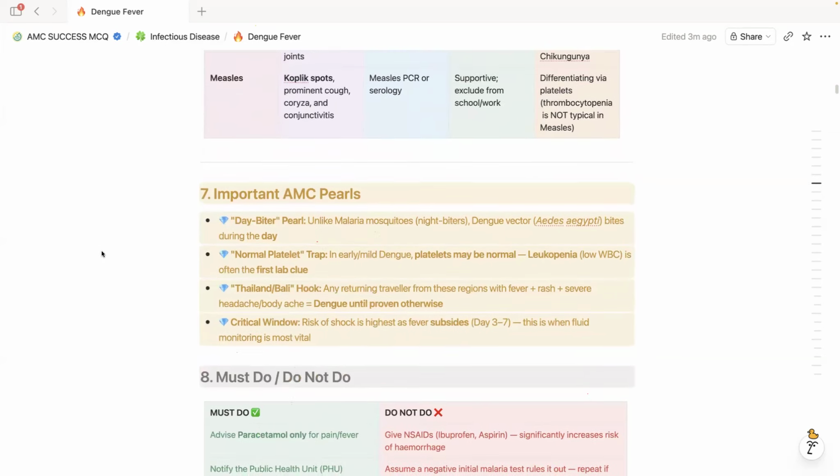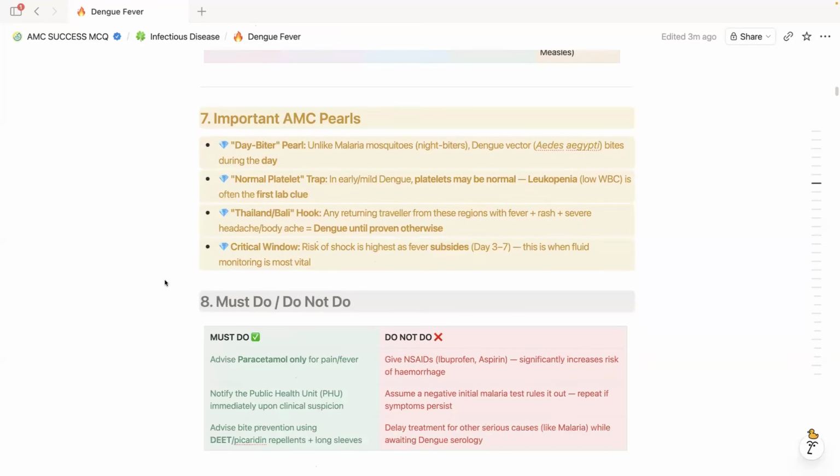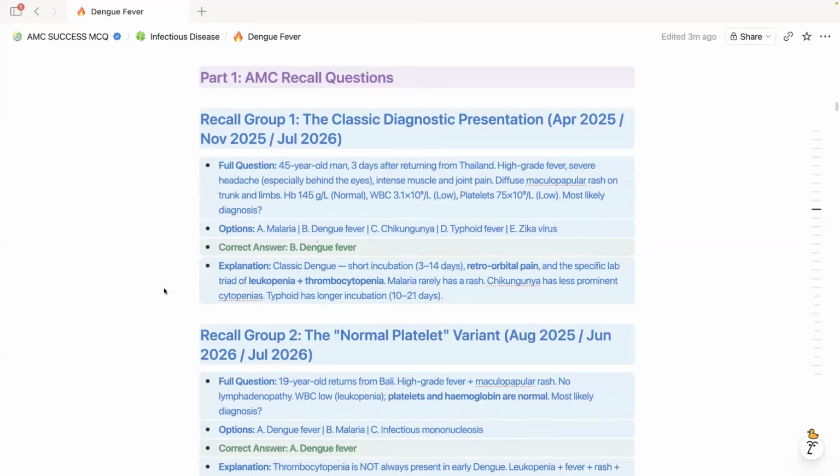If the patient comes to you after 2 weeks, and now they have fever or all those symptoms, you have to rule out dengue, because the incubation period we have to think about is between 3 to 14 days. So now this is dengue.